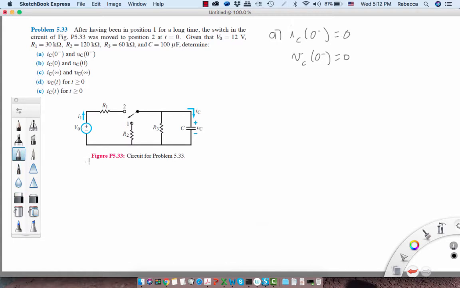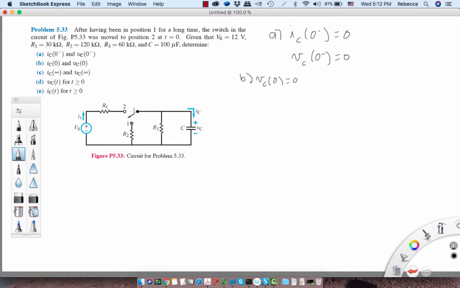Okay, so now we need to find IC at 0 and VC at 0. We know that the voltage across a capacitor cannot change instantaneously. So VC of 0 has to still be 0, and that's always going to be the case. The voltage can't change instantaneously. But let's take a look at the current and see if it can change instantaneously. So let's see what happens.